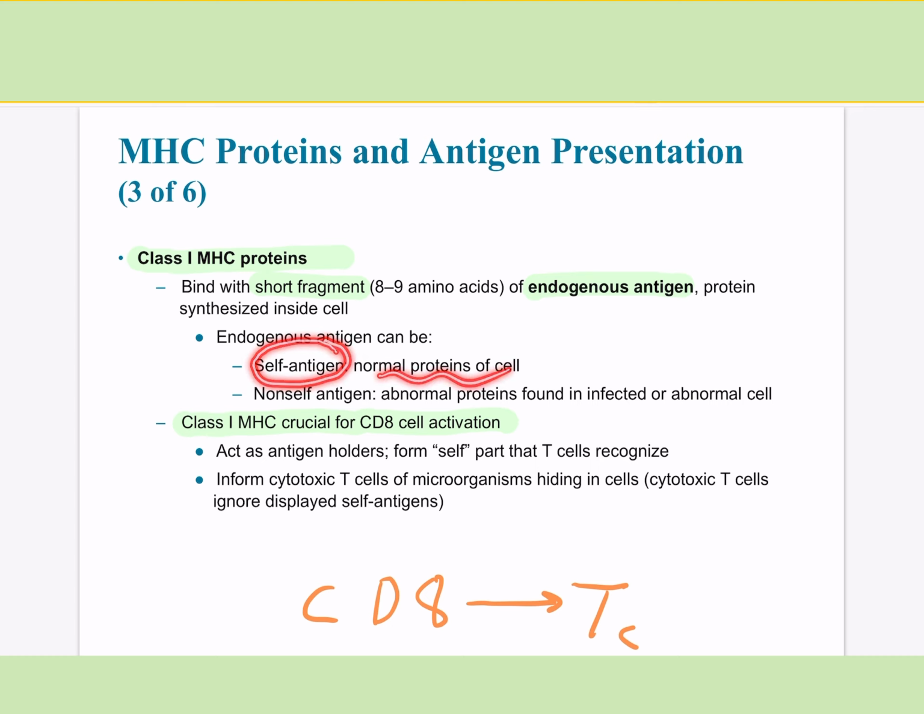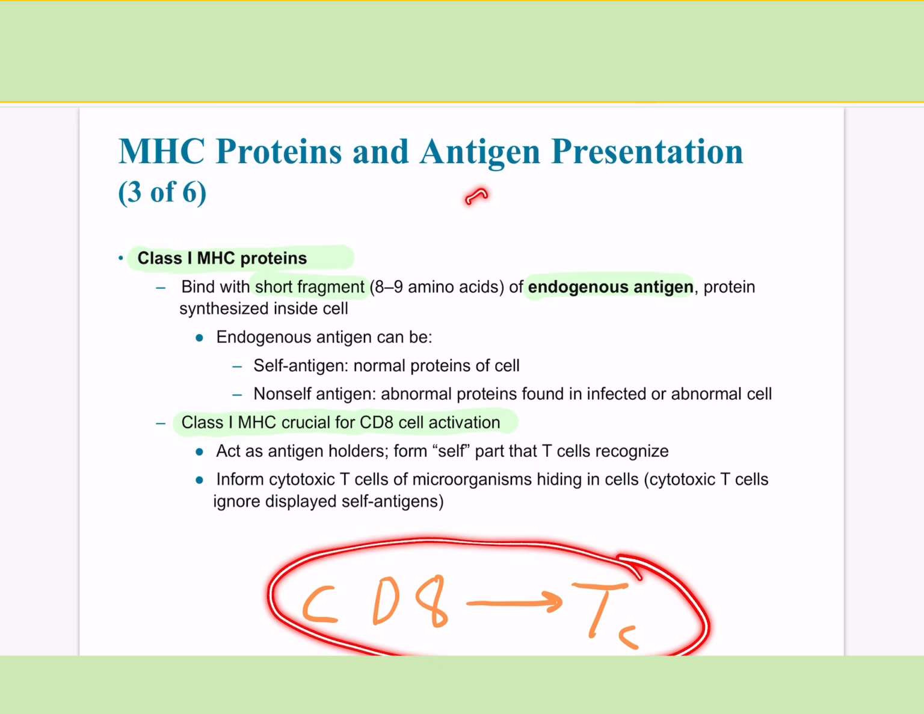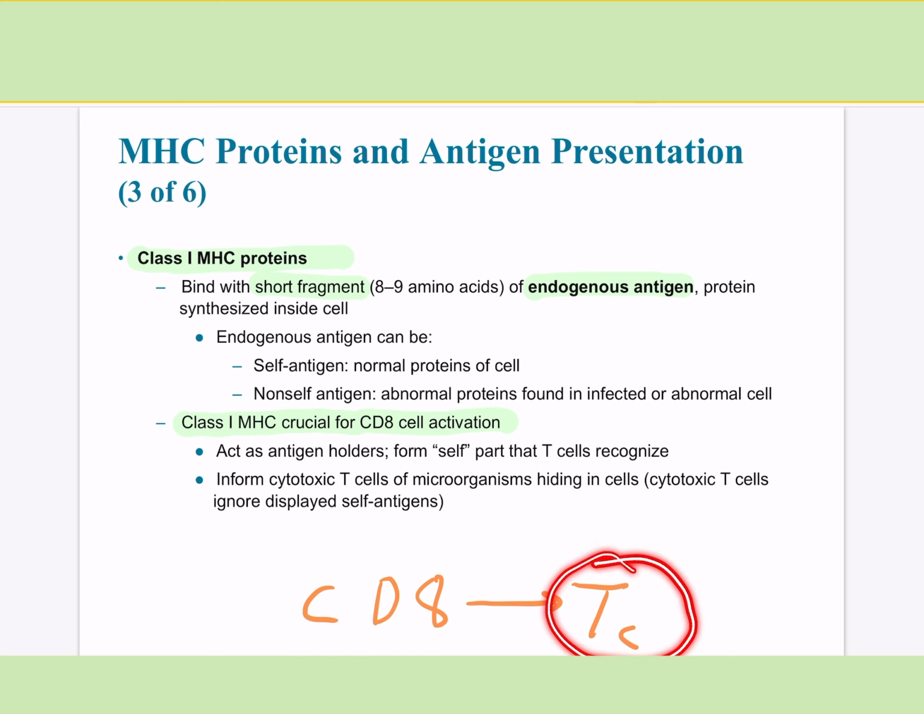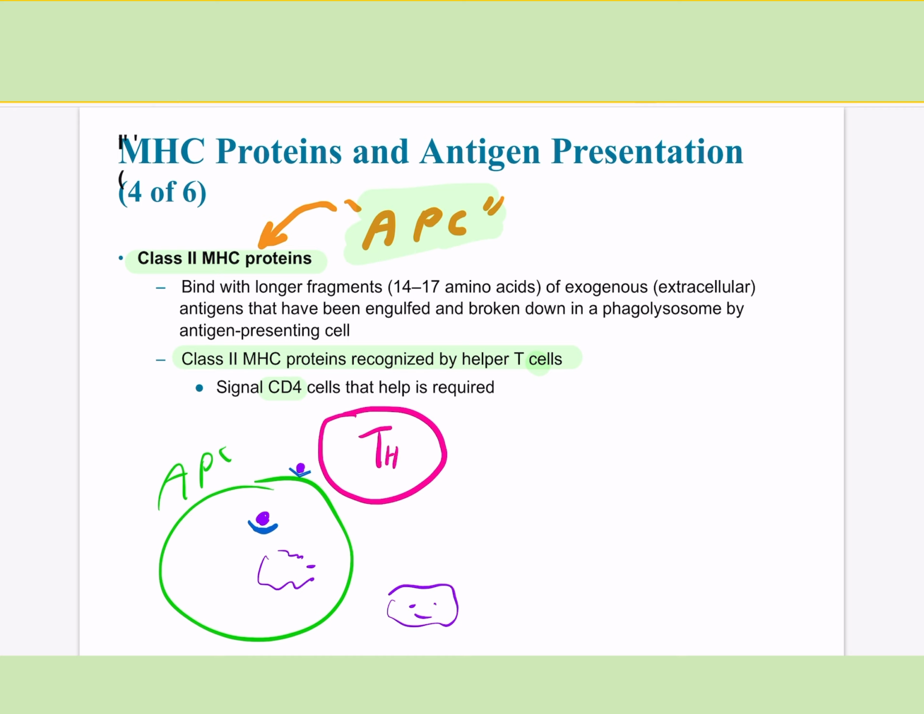They're normal proteins. But let's say, what if this liver cell was infected by a virus, say hepatitis, one of the hepatitis viruses? Now on that bulletin board are going to be basically non-self antigens, so they're abnormal ones. MHC1s are very critical for activation of CD8s. Now remember, CD8s, when activated, become cytotoxic T cells.